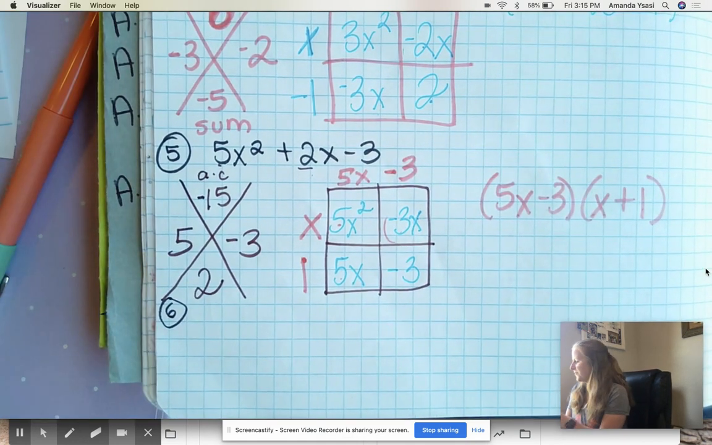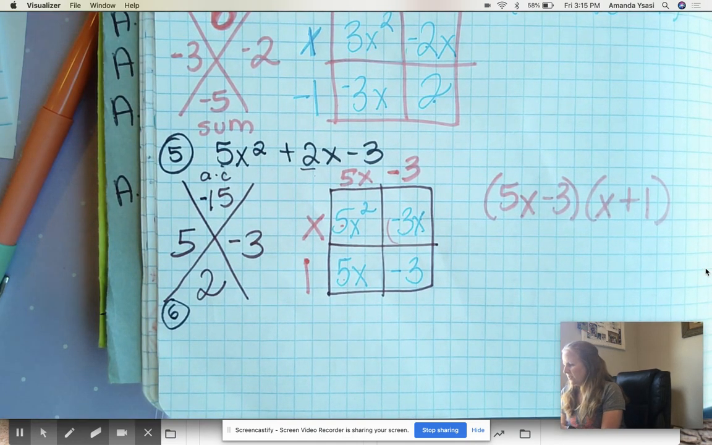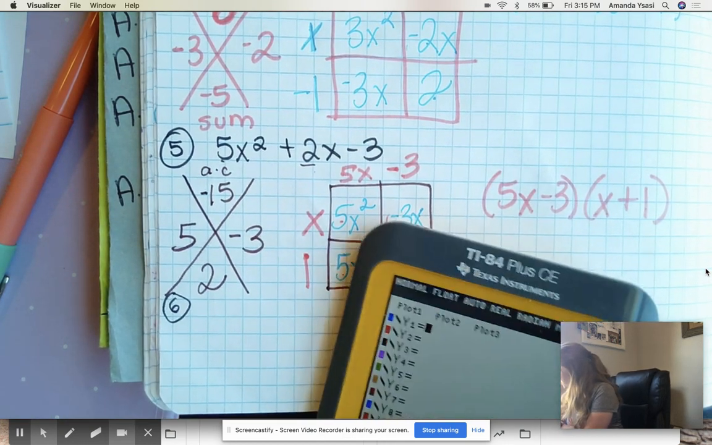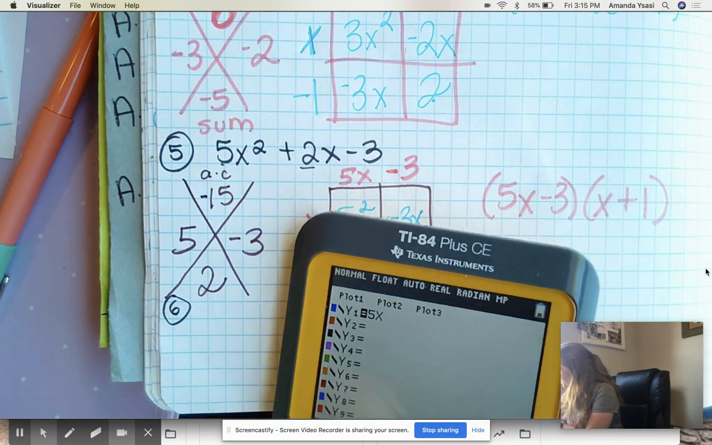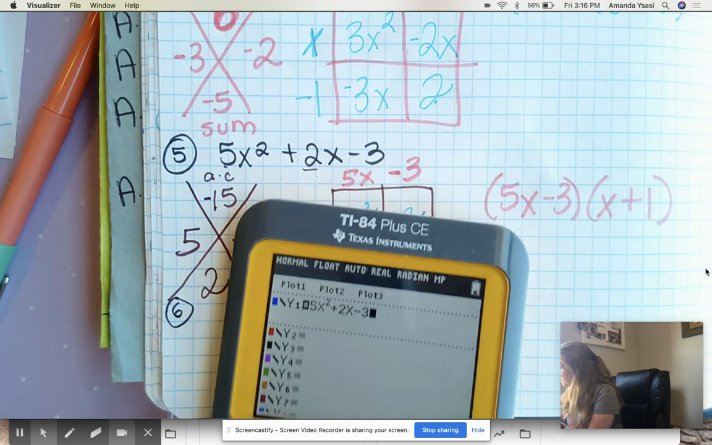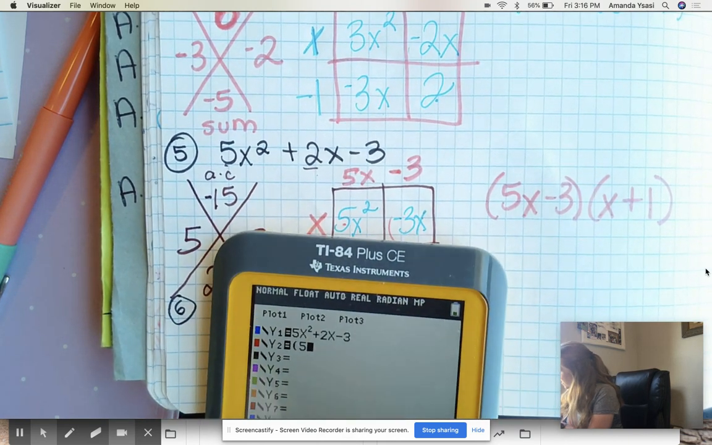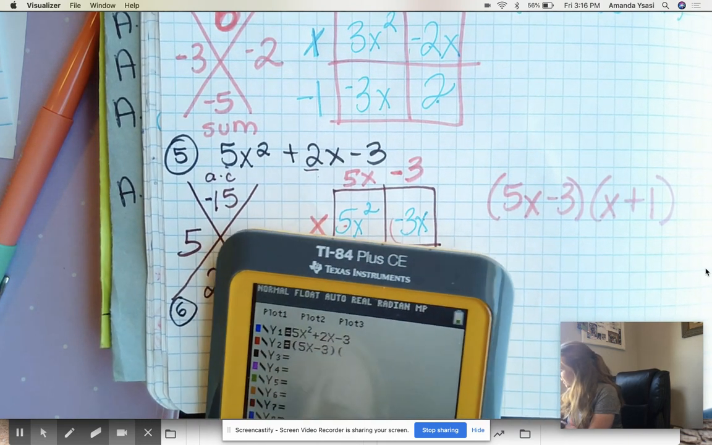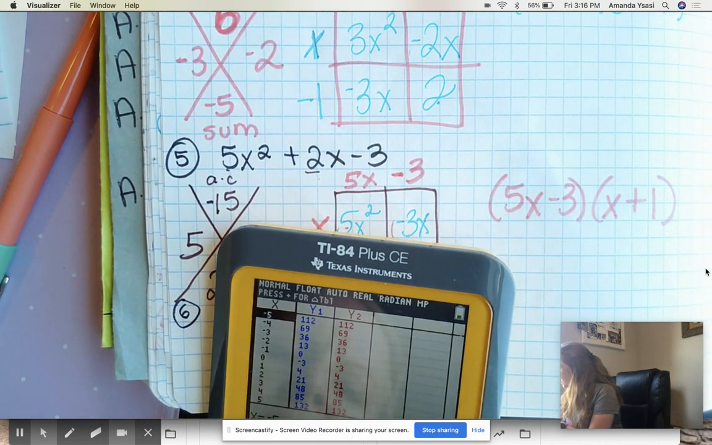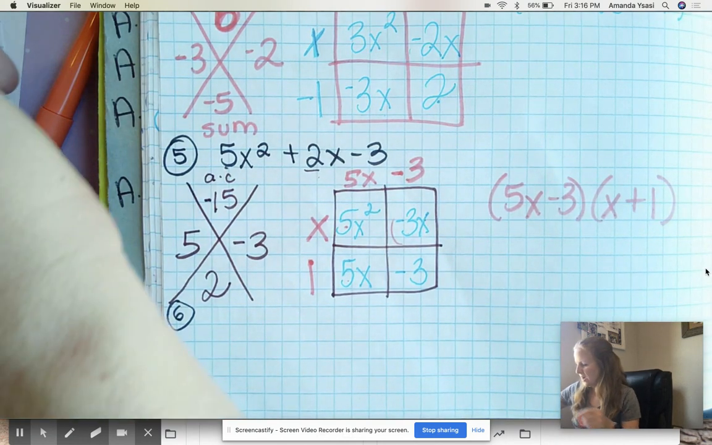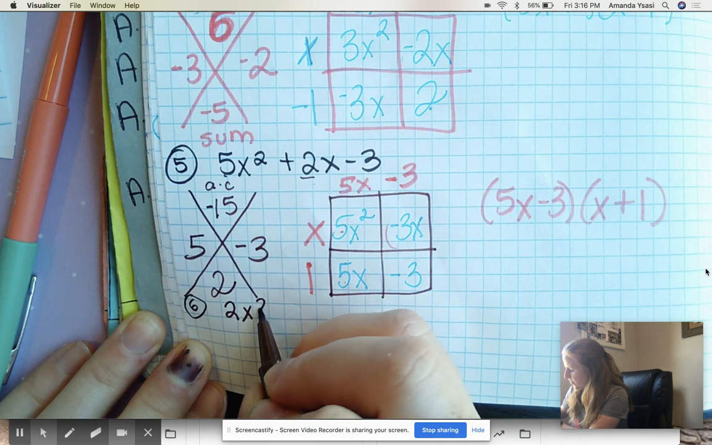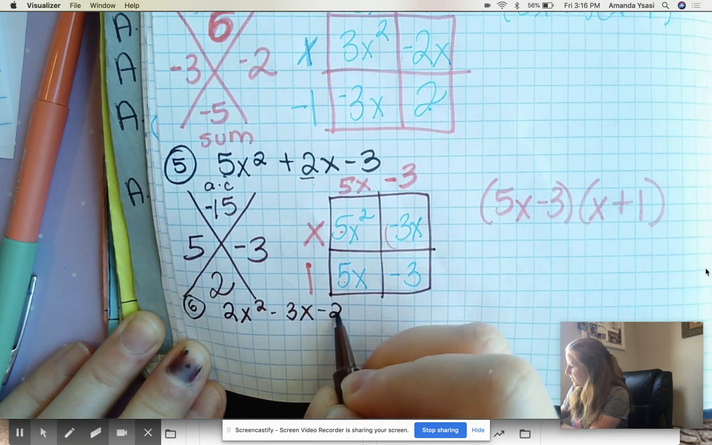Okay, let's double check it. So I have 5x squared plus 2x minus 3 and 5x minus 3, x plus 1. Go to your table. And it's the exact same, so we did it right. All right, last one. The last one is 2x squared minus 3x minus 20.